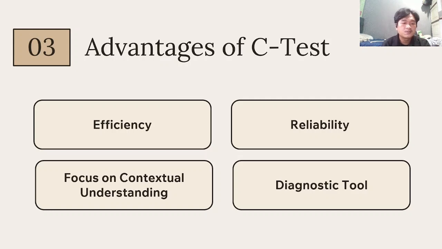Next, focus on contextual understanding. By requiring learners to fill in missing words based on the context, the C-test encourages a deeper understanding of language use. This format helps assess not only vocabulary knowledge, but also the ability to infer meaning and understand grammatical structure within a given context.